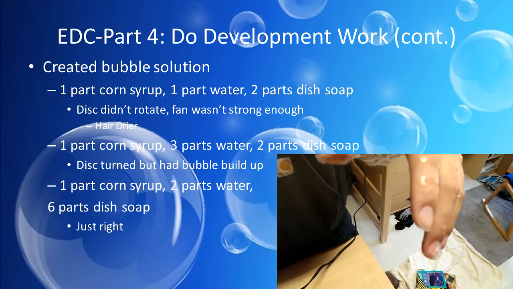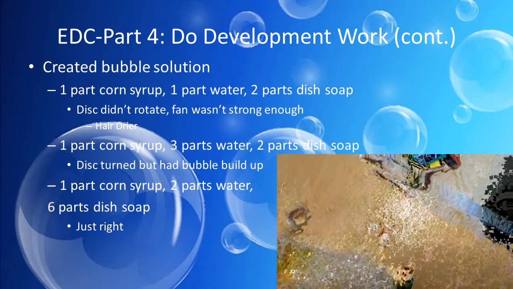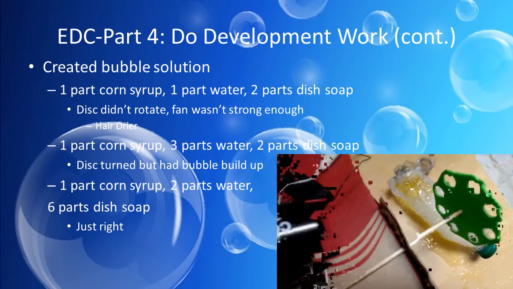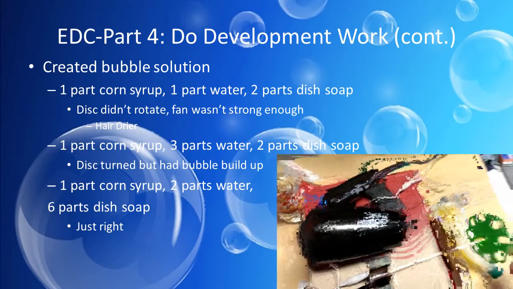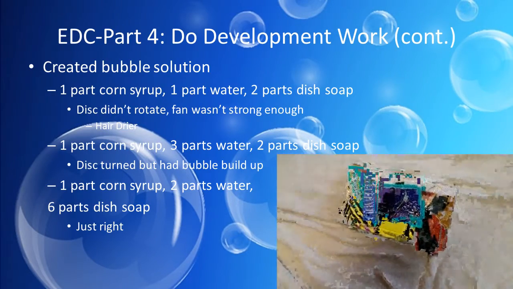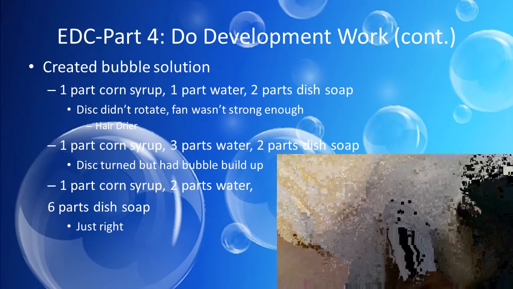Our next step was creating an effective solution to blow the best possible bubbles. From our previous research, we decided we needed to use corn syrup to improve the durability of the bubbles. Our first solution contained equal parts syrup and water, and two parts soap. However, the solution was too thick for the disc to rotate, in addition to the fan being too weak to blow the bubbles. We decided to opt for a spare hairdryer to provide a stronger stream of air.